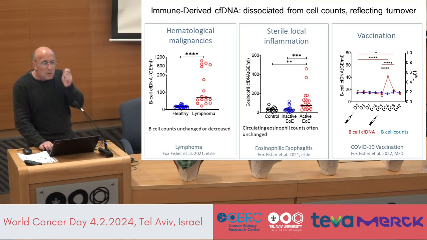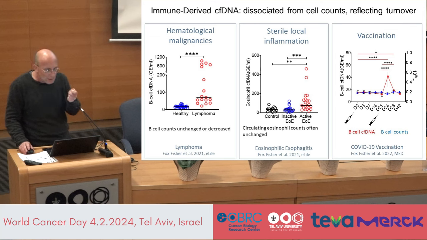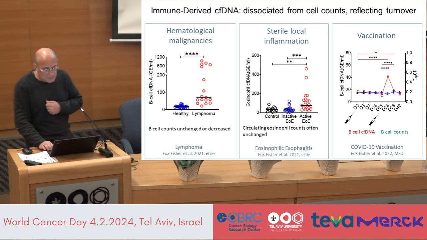One, I think the important promise is with immune-derived cell-free DNA, which, as I mentioned, is very different from cell counts. So, for example, B cell counts are not elevated in people with B cell lymphoma, but B cell cell-free DNA is highly elevated because you really read the turnover that happens in the bone marrow. The same also goes for sterile inflammation. In this case, eosinophilic esophagitis, doesn't matter.